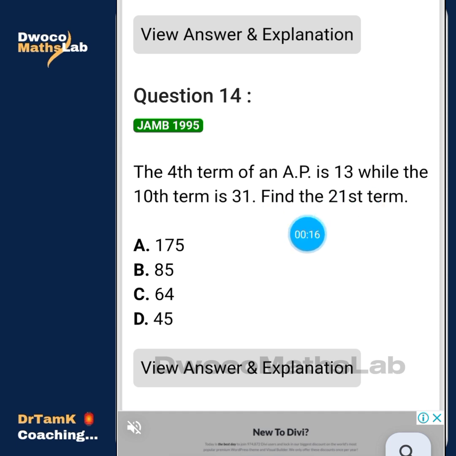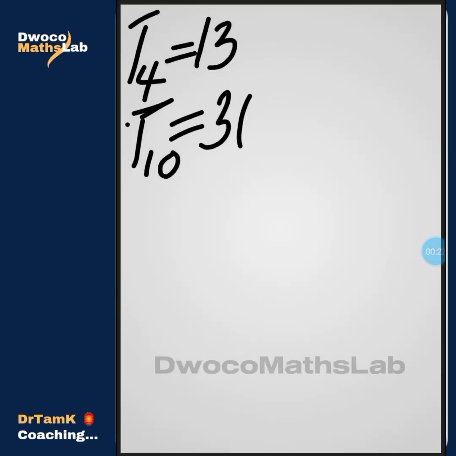The fourth term is 13. The 10th term is 31. Then we have to find the 21st term. So follow me to the board. Mathematically, the fourth term is 13, while the 10th term is 31. Is that clear? Obviously, we have to find the 21st term.